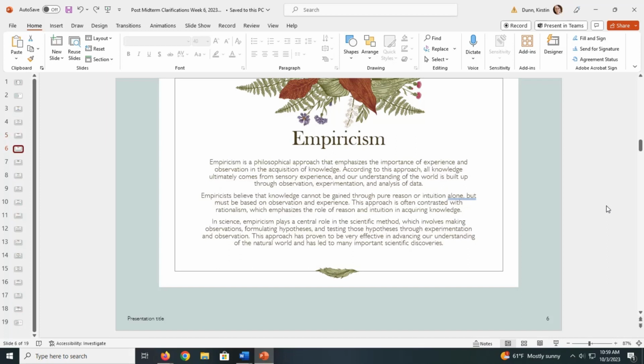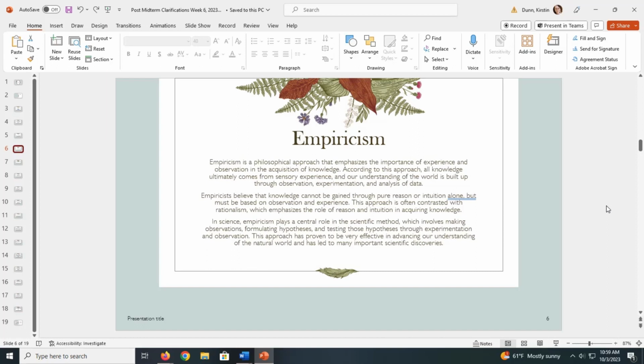Empiricists believe that knowledge cannot be gained through pure reason or intuition alone, but must be based on observation and experience. This approach is often contrasted with rationalism, which emphasizes the role of reason and intuition in acquiring knowledge.